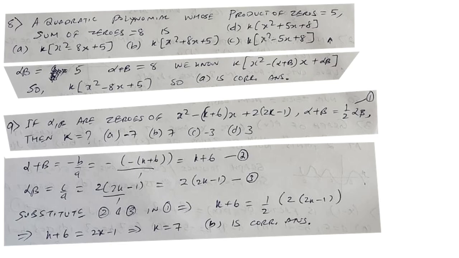What is alpha beta? From equation 3 we are substituting, it is 2 times 2k minus 1. Okay, so half, that is 2 in the denominator and 2 will cancel. You will get k plus 6 is equal to 2k minus 1. Okay, you take the k to the other side and you bring 1 to this side, you will get k is equal to 7. So B is the correct answer.